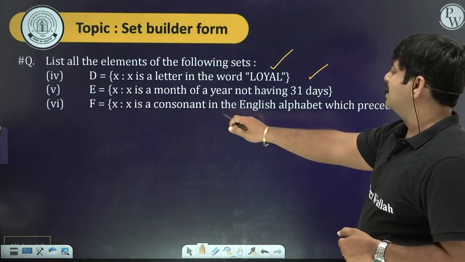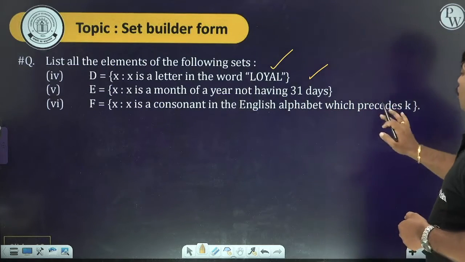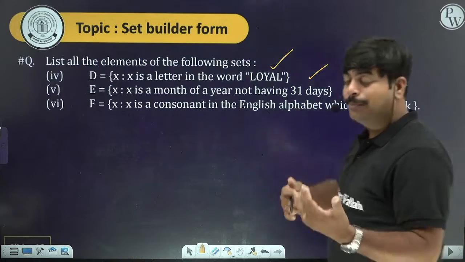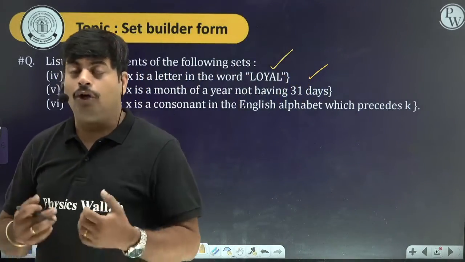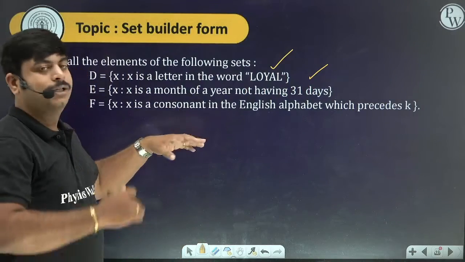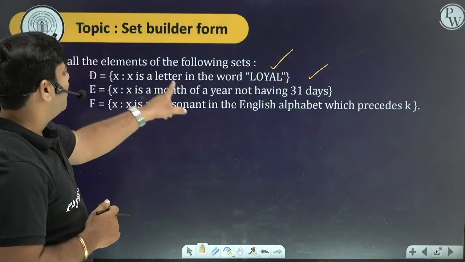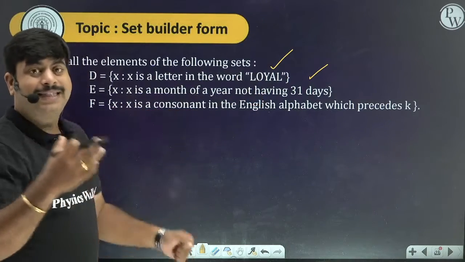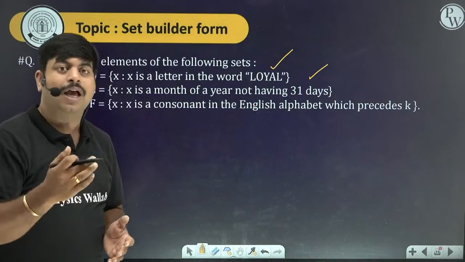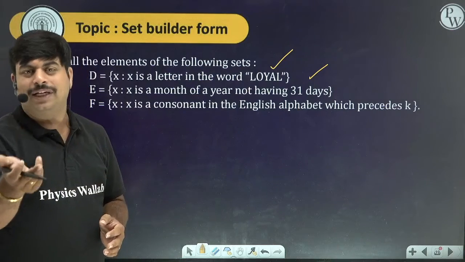X is a consonant in the English alphabet which precedes K. Precedes means before. So before K, what are all the consonants you are getting? So you need to list all those. X is a month of year not having 31 days. So you know which months have 31 days, which months have 30, which month has 28 or 29 days, right?